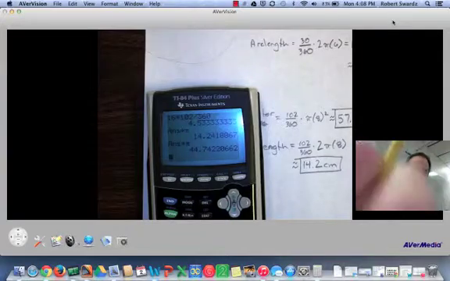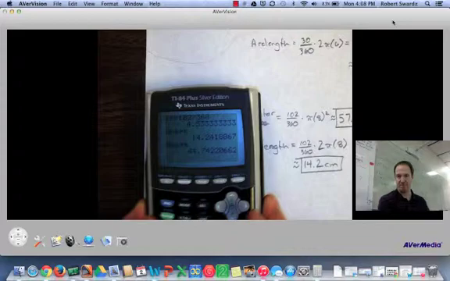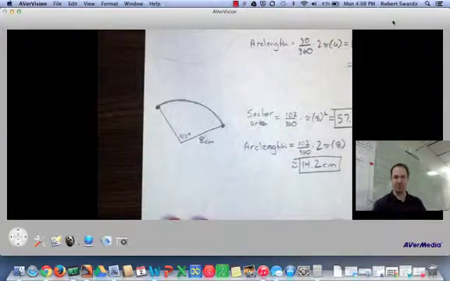If it comes out a whole number, that's fine. You can write it in terms of pi. If not, just write it as a decimal. Hope that makes sense.